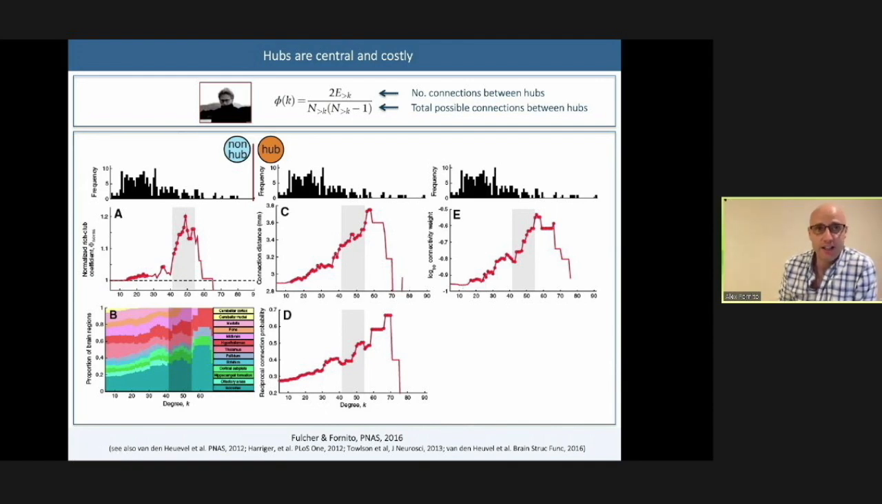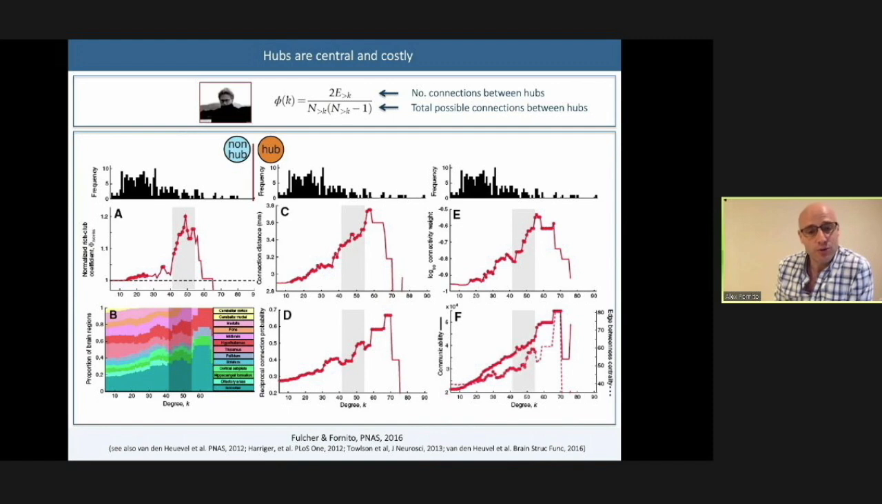So we can estimate measures of edge centrality. These try to quantify how important a connection is for communication in the network. So here we've got two different measures of centrality. They just make different assumptions about how communication happens in the network. And in both cases, they increase as a function of our hub threshold. So again, consistent with the idea that those connections between hubs are the most central.